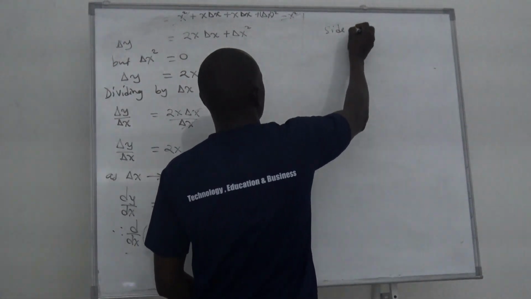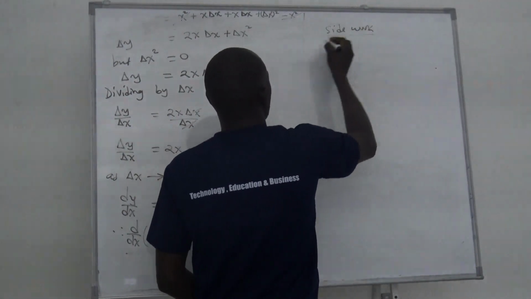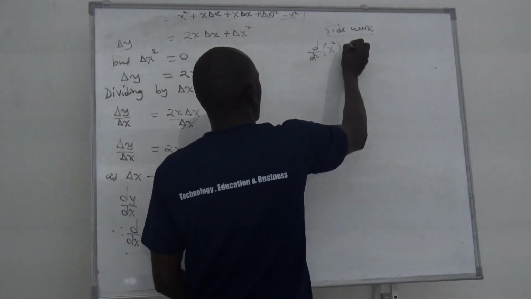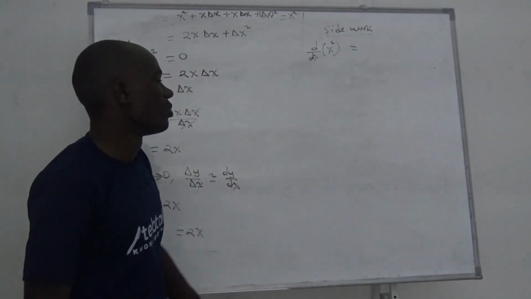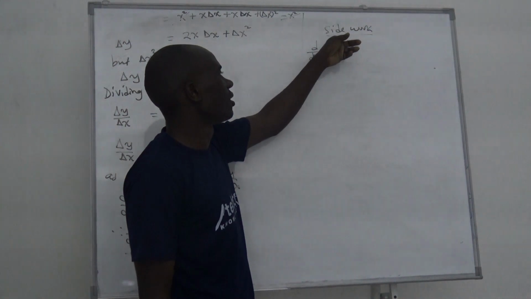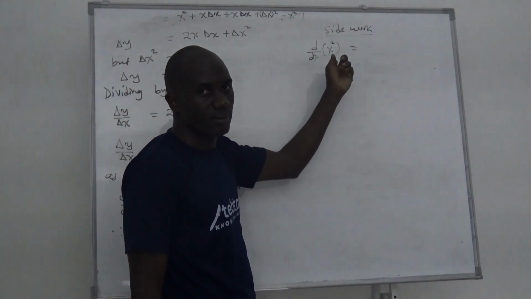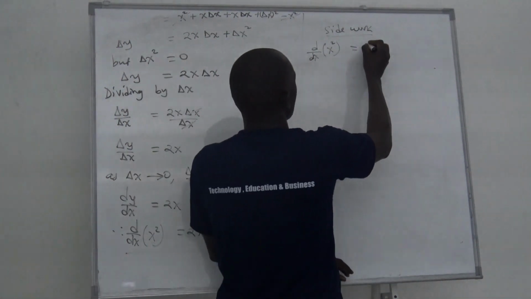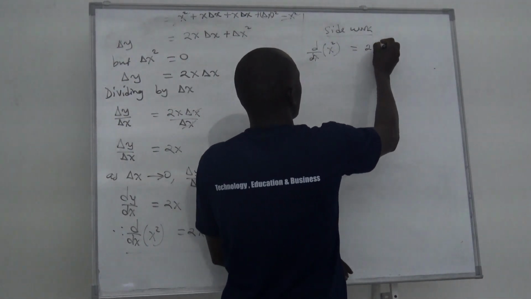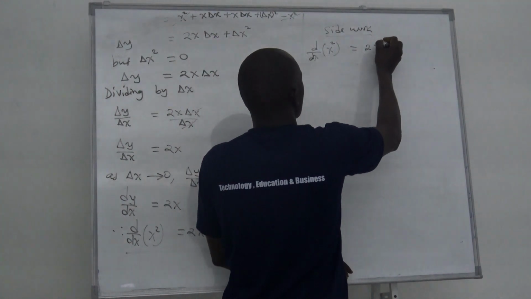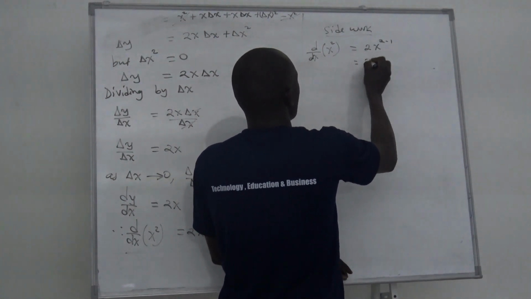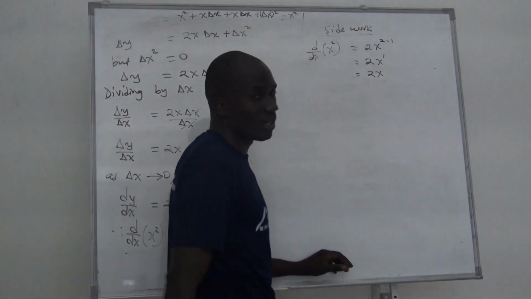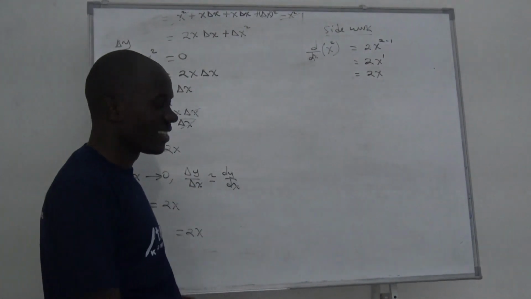Side work. We said when you differentiate x squared, what were you getting? Remember the step. We said you bring that power down, then you deduct 1. What happens is 2x to the power 2 minus 1. You get 2x to the power 1, which is already 2x. Again that is the same as this.